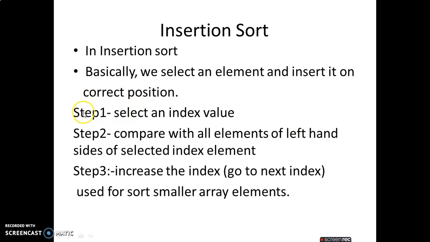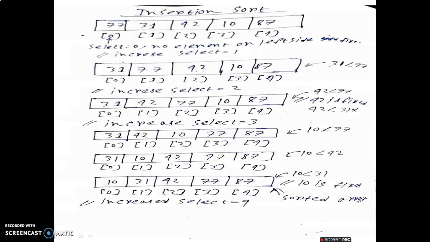What are the steps of insertion sort? Step 1, select an index value. Then step 2, compare with all the elements on the left hand side. Then increase the index, meaning go to the next index, select that element and compare with the previous elements. Insertion sort is used for sorting smaller arrays.